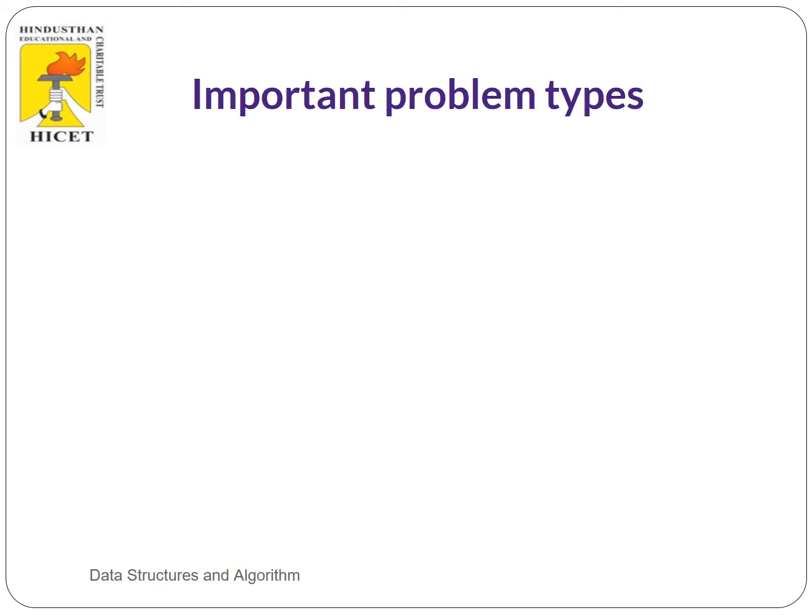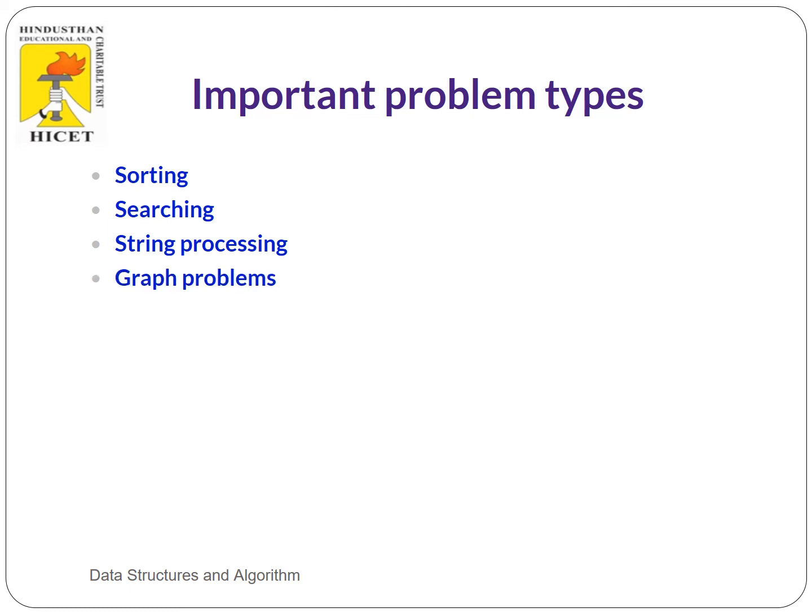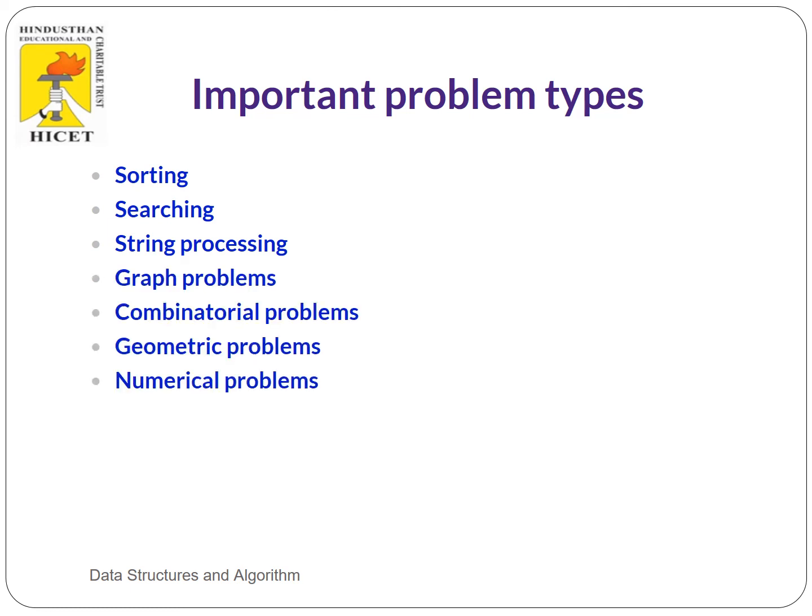Next, let us see the important problem types. All our problems will come under any one of the following categories. The types are sorting, searching, string processing, graphs, combinatorial problems, geometric problems, and numerical problems. To start with sorting, the sorting problem is to rearrange the items of a given list in either ascending or descending order. While doing sorting, two properties have to be maintained.